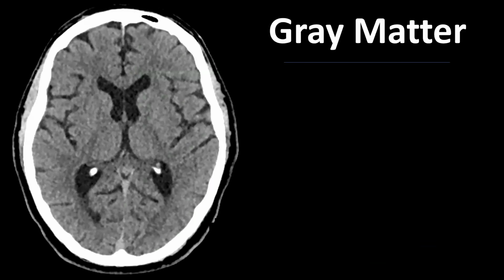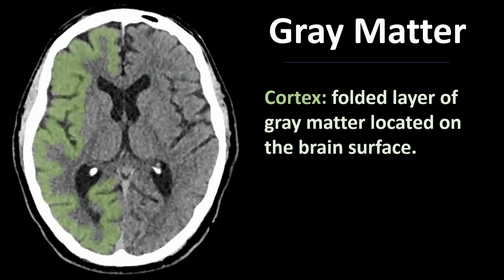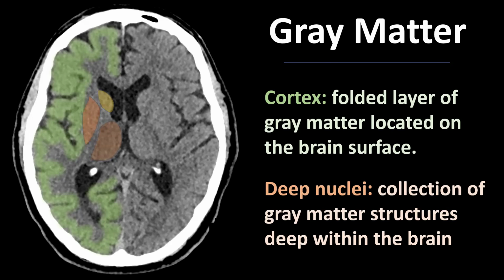When it comes to gray matter, I talked about the cerebral cortex, located on the brain surface, organized in folds or gyri, but we also have islands of gray matter located deep within the brain parenchyma. We call those deep nuclei, collections of gray matter structures deep within the brain. And there are a few you should know because they are visible on a CT of the brain.